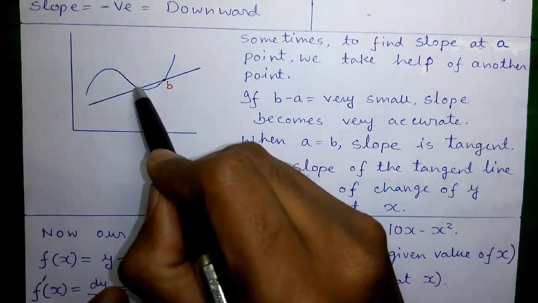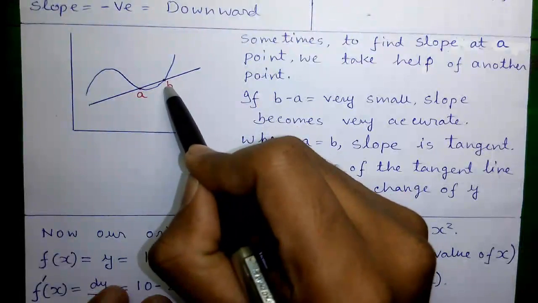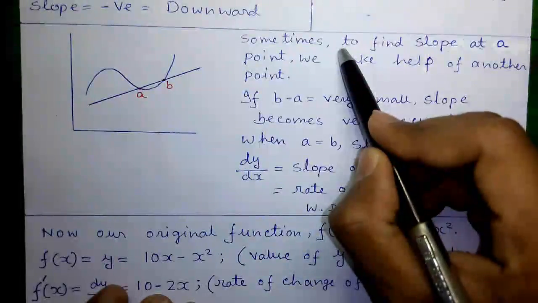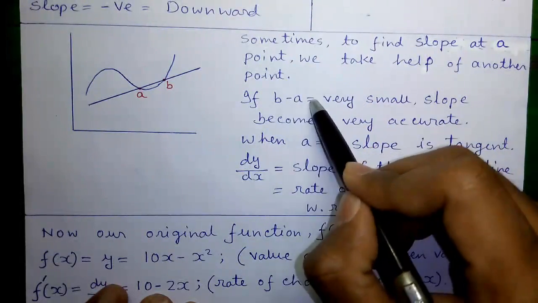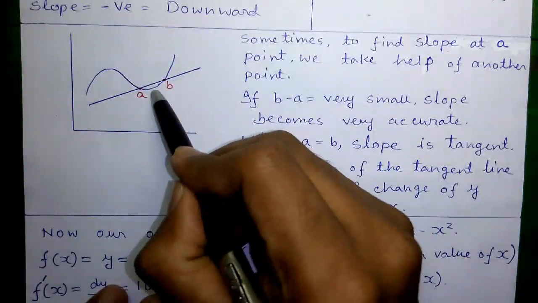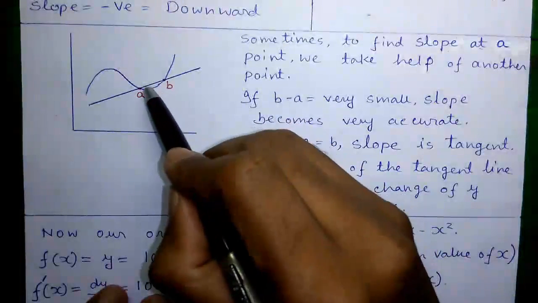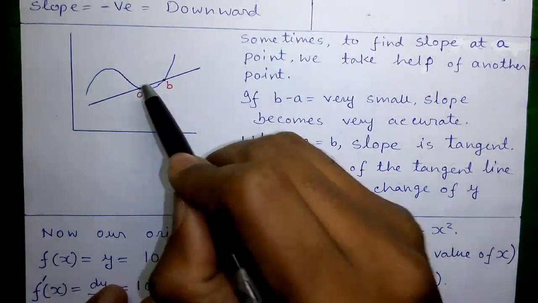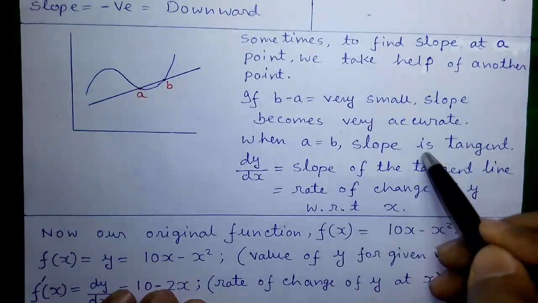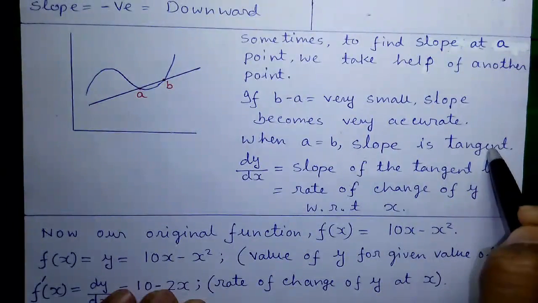So to find the slope at this particular point A, we have to take reference of another point called B, or some other point. When B minus A is very small, that is the points are very close to each other, then the slope becomes very accurate because our reference is very close to our original point. And when A equals B, that is both the points merge, then the slope is the tangent.